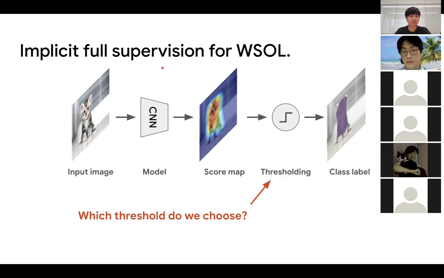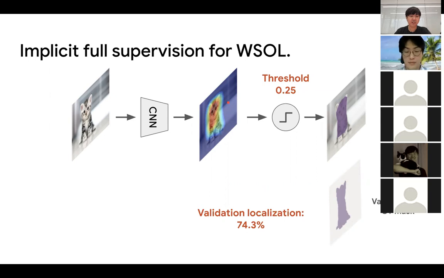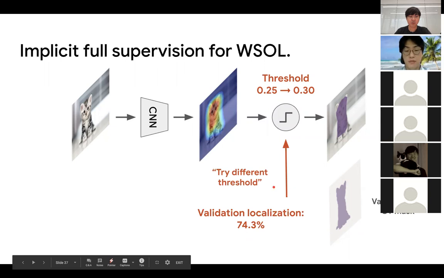Let me give an example. We first set the threshold to 0.25. Using this hyperparameter, we get a validation performance of 74.3%. We want to improve the validation performance, hence we try a different threshold.